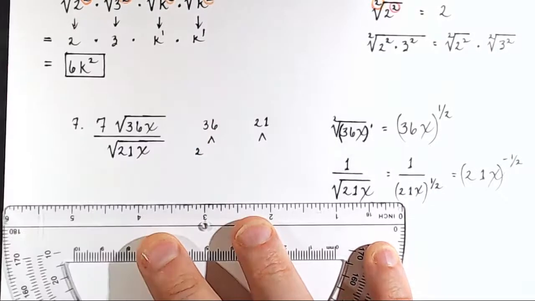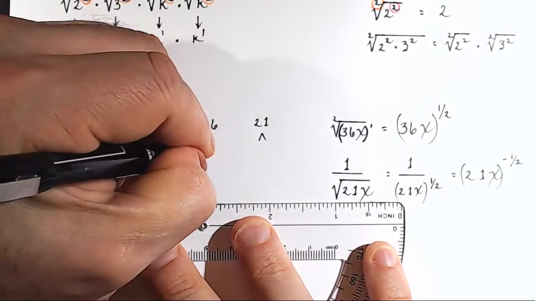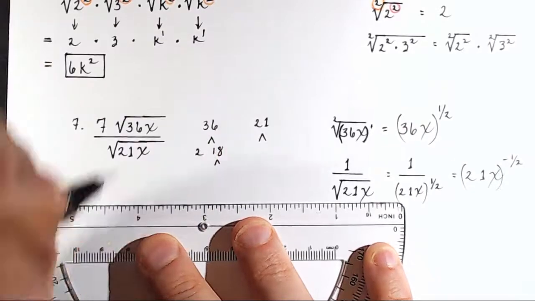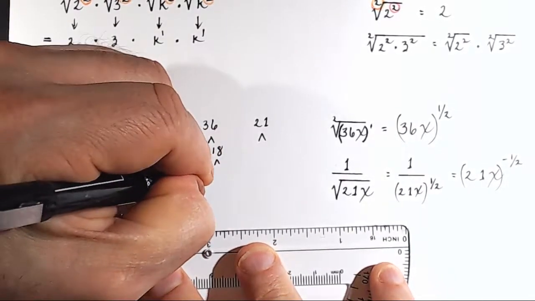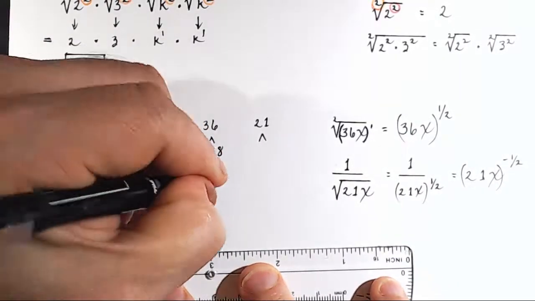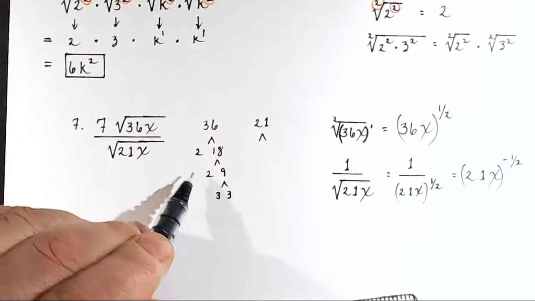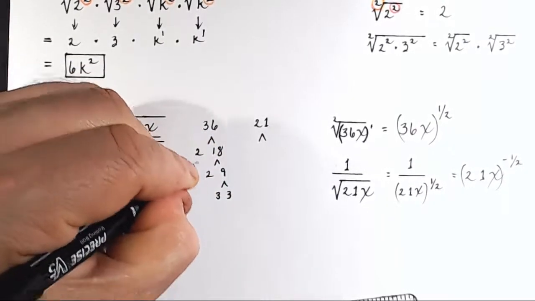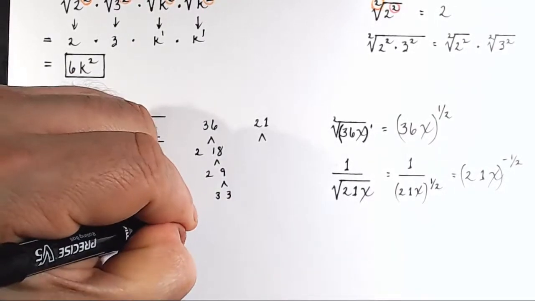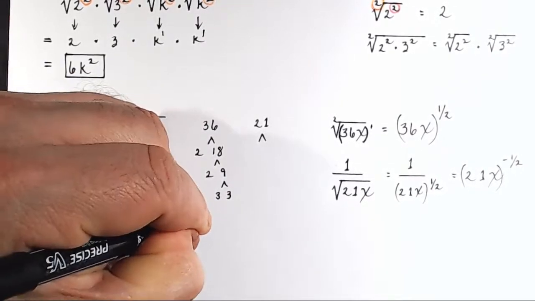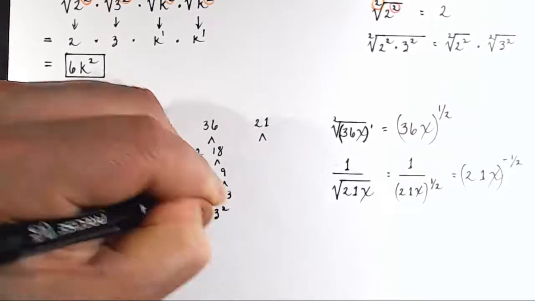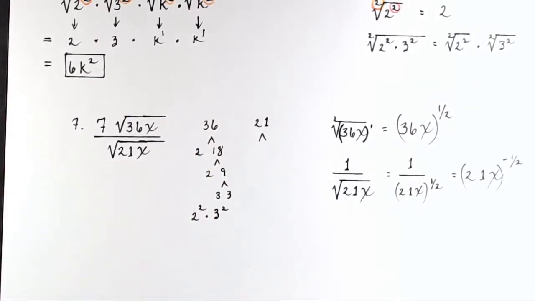36 is even, so the first prime factor is 2. 2 times 18. Then we'll break down 18 to 2 times 9. Break down 9 to 3 times 3. I can already see here that I've got a pair of 2's and a pair of 3's. I can rewrite this as 2 squared times 3 squared. Okay, so I'll use that.